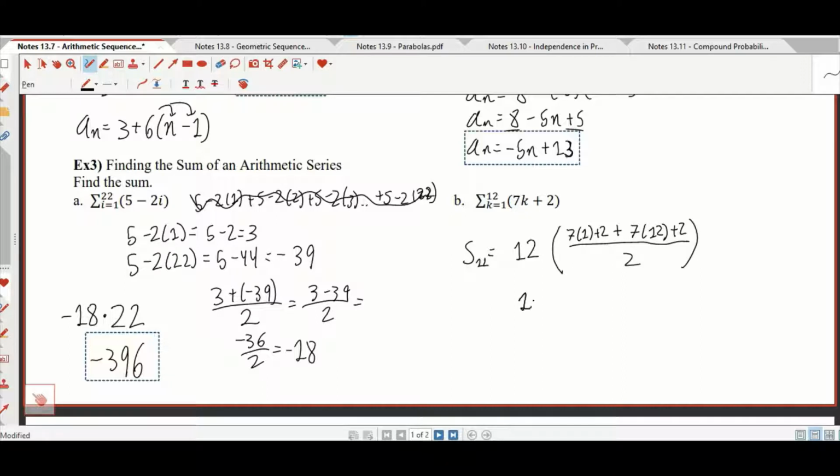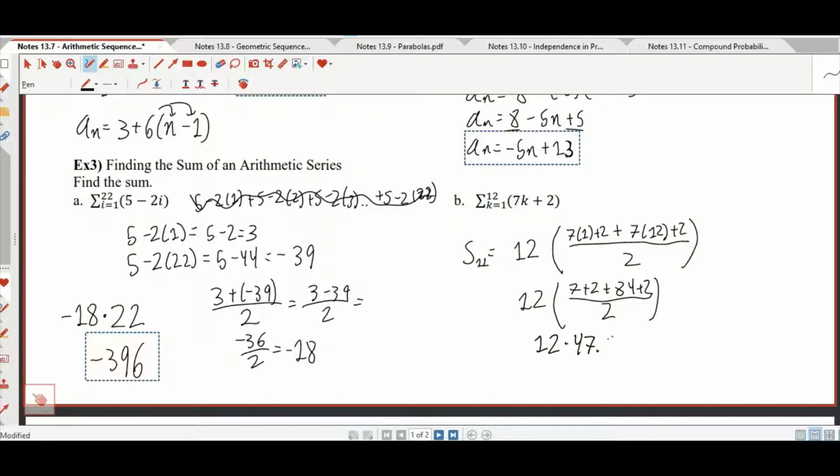Now let's see here, that's going to be 12 times, 7 times 1 is 7 plus 2 plus 7 times 12. You'd think that would be in my memory banks as something that I have memorized, but it absolutely isn't. 84 plus 2 all over 2. And 7 plus 2 plus 84 plus 2, it's 95, and 95 divided by 2 is 47.5.